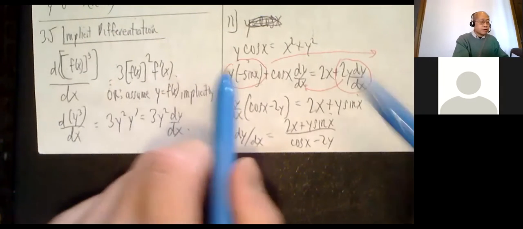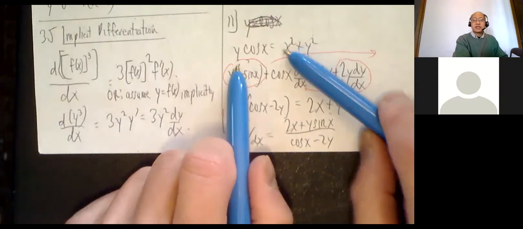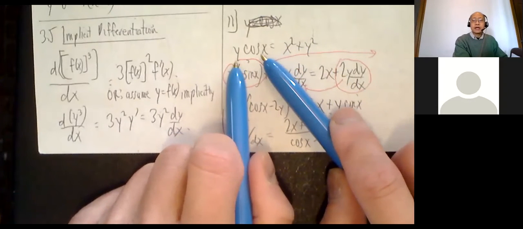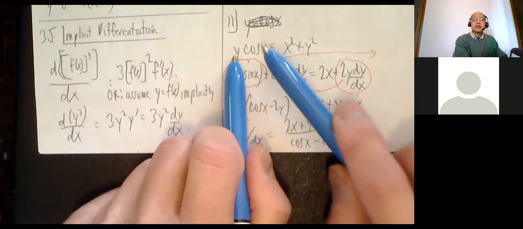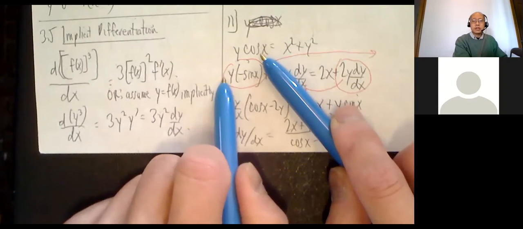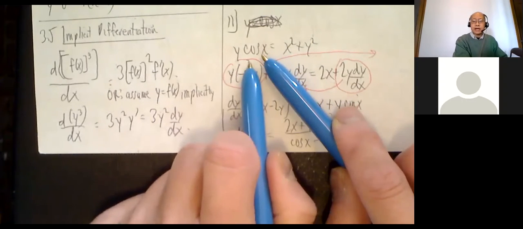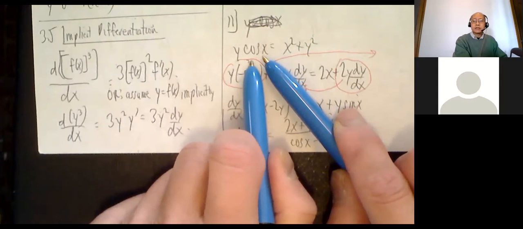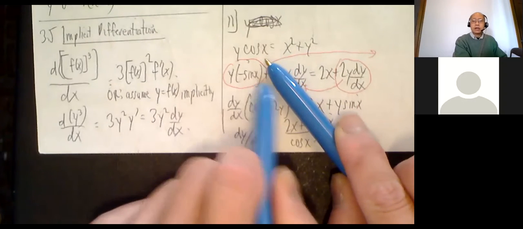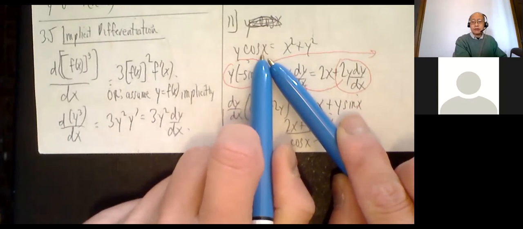Okay, now what's the derivative of the left side? It's a product, right? y cosine x. First function, second function. So first function times the derivative of the second. What's the derivative of cosine x? Negative sine x. Again, you can put all the trig derivatives on your cheat sheet. And do I need to write anything after that? No, because it was differentiation with respect to x.